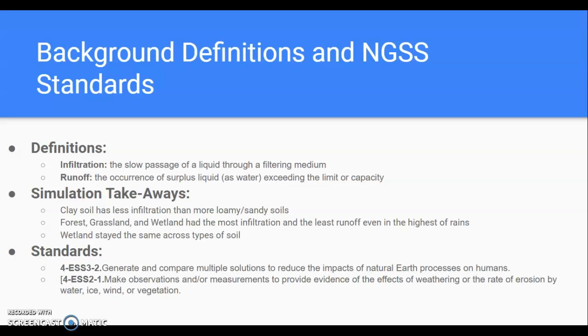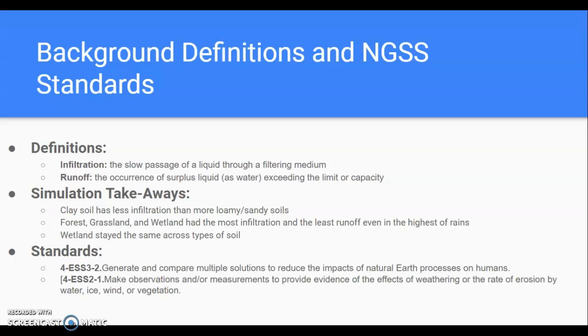It was interesting to find clay soil, which is what's in our yards most often around here, has less infiltration than more loamy, sandy soils, and forest, grassland, and wetland had the most infiltration but the least runoff. Surprisingly though, wetland stayed the same across the types of soil.